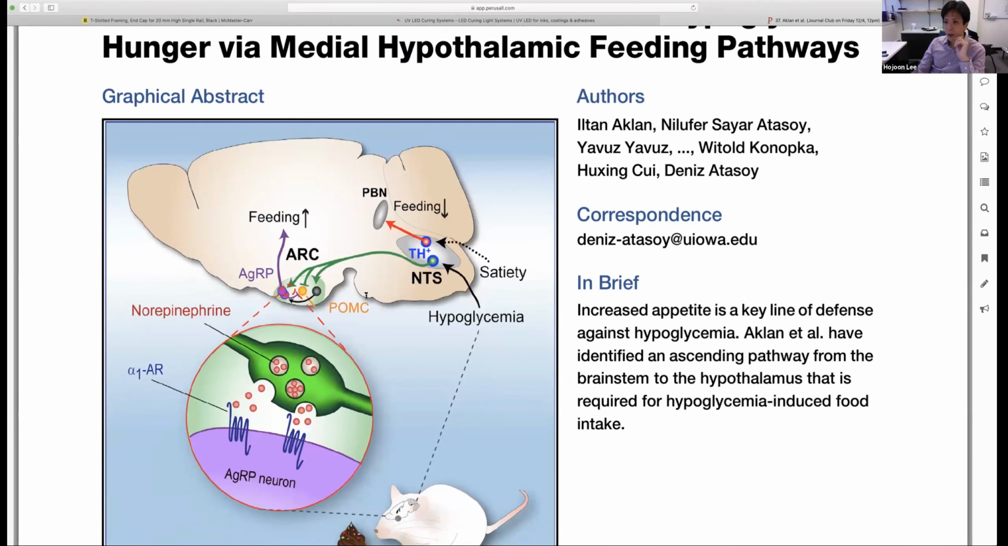So we're going to look at the direct connectivity between the nucleus of the solitary tract, the caudal region, to the arcuate nucleus in the hypothalamus, the feeding center, right? The hunger center. So how are these connected? Let's start with figure 1.